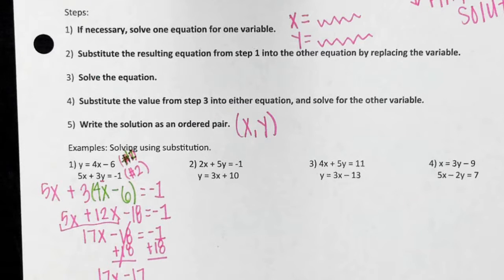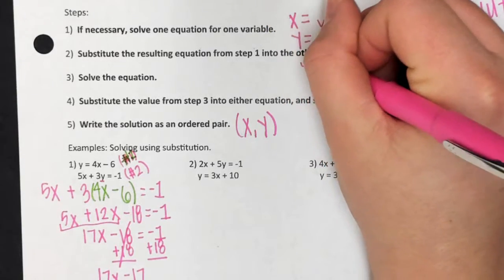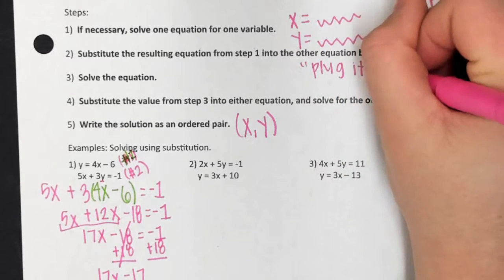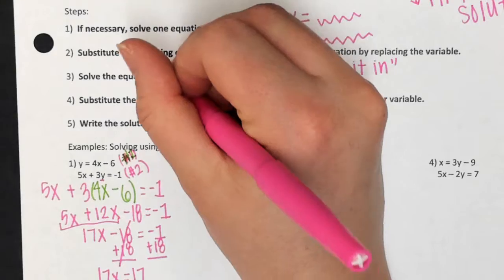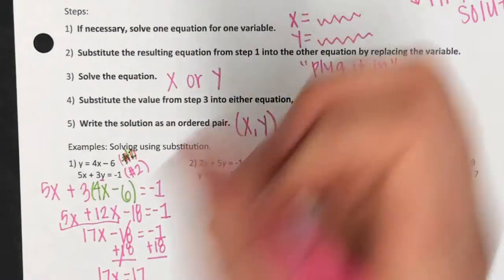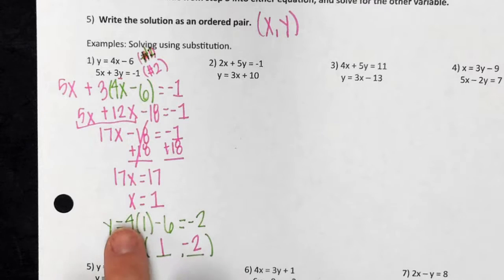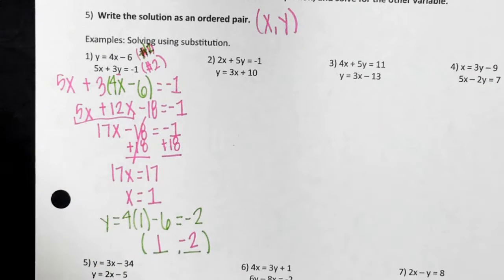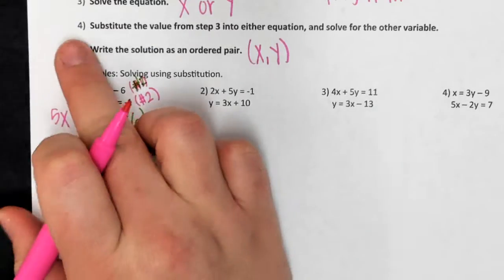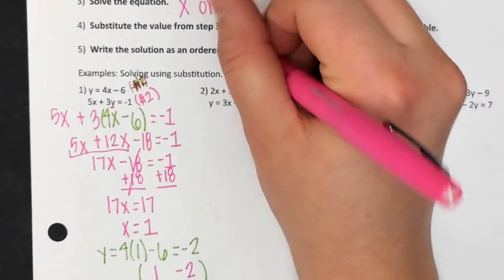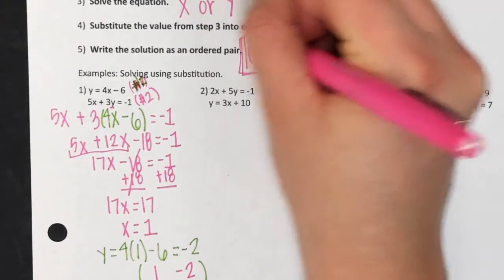Skylar, read step 2 for me, please. Good. I call this plug it in. Plug it in. Then you're going to solve the equation for either x or y. Then we're going to plug it back in like we did right here. We plugged it back in to find the other variable. Now, once you have both of your variables, step 5, write your solution as an ordered pair. So this will be your answer.